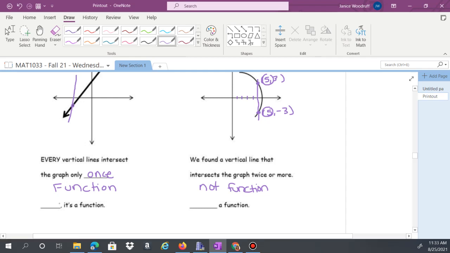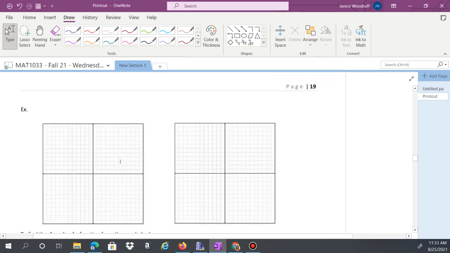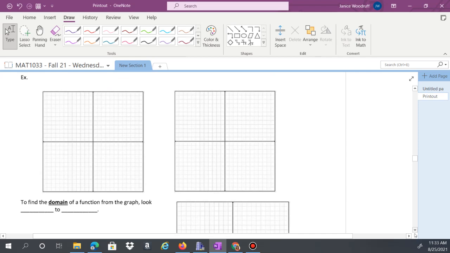So, oh, I didn't even see that part right there. So yes, it's a function, not a function. Okay, then when we're looking at a graph, we're going to be asked if it's a function. We're also going to be asked to find the domain and range from a graph. So we're going to look at some examples here. So to find the domain of the graph, we're going to go left to right.